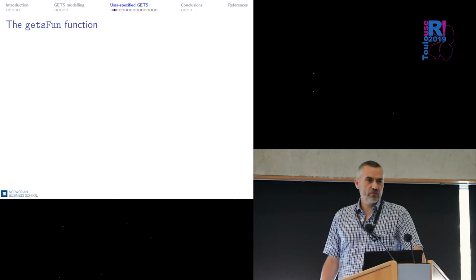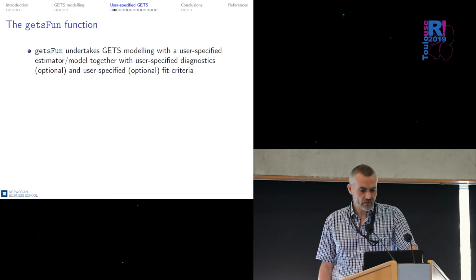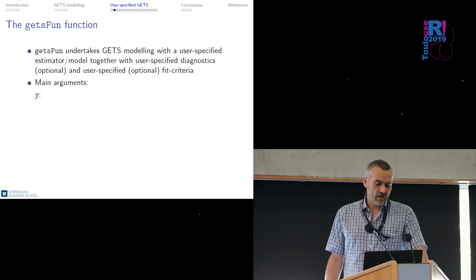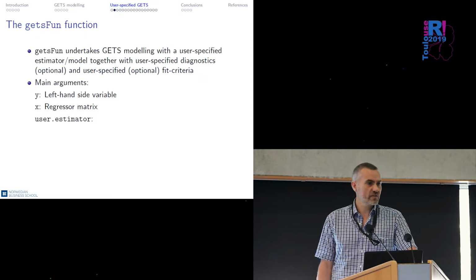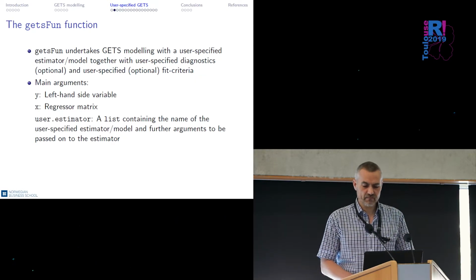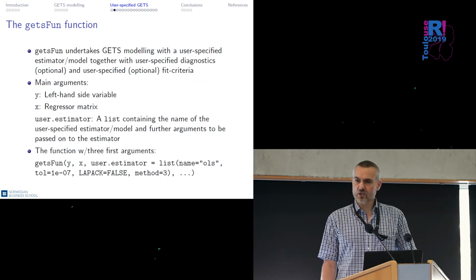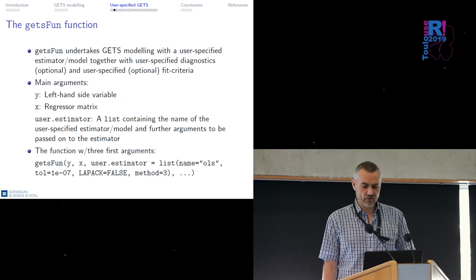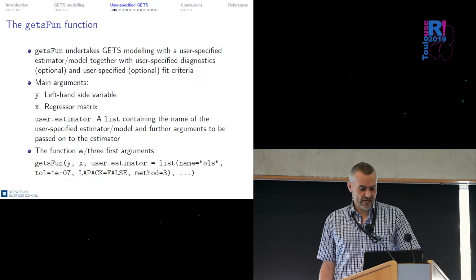Okay, in order to implement user-specified gets, you do that with the gets function in the gets package. The main arguments are y, the left-hand side variable, x, which is the regressor matrix, and user.estimator. This is a list containing the name of the user-specified estimator and further arguments to be passed on to the estimator. So to give you an idea of how it looks with the default, which is a function called ols, which we have made for our package. This is a fairly fast OLS estimator. So this is how it looks.